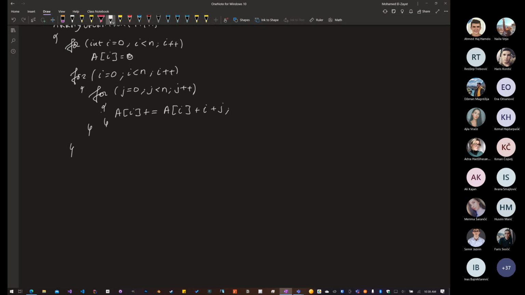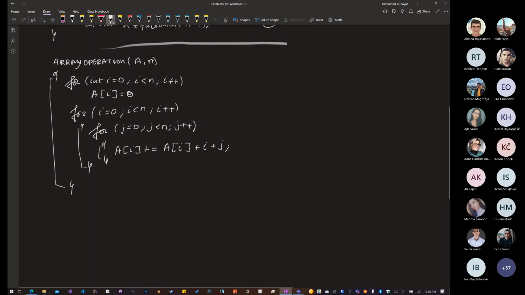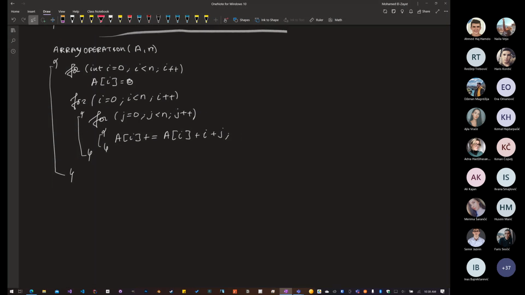Just to be clear, this is here, this is there, and this is there. I just showed you the alignment, in case my handwriting is awful. Now, can somebody give me a guess? What would be the time complexity of this?